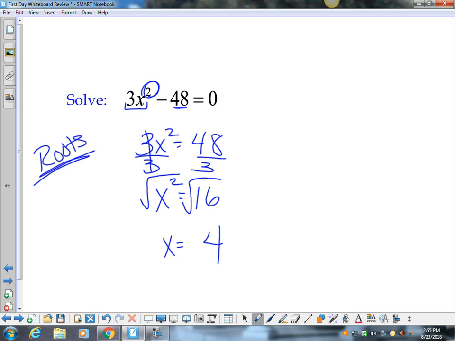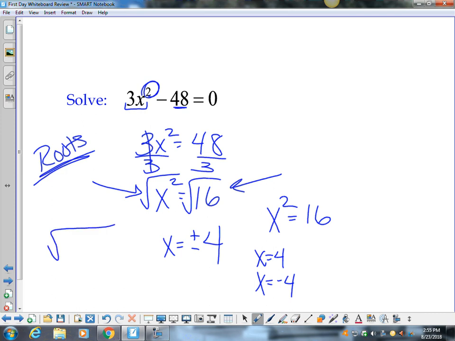To solve this, when you root both sides of an equation, you have to put plus or minus. Because if x squared equals 16, x could be a 4, since 4 squared is 16. Or it could be a negative 4, because negative 4 squared is a positive 16. And that's why you have to have that plus or minus. Now please make sure you're super clear. If I give you the square root of 25, the answer is not plus or minus 5. The answer is just 5. The square root of 25 is 5.